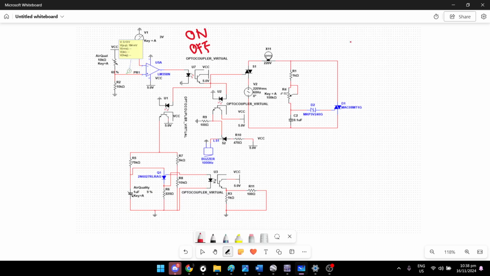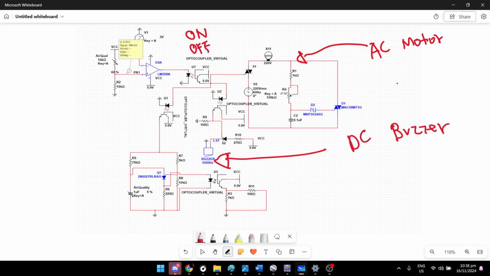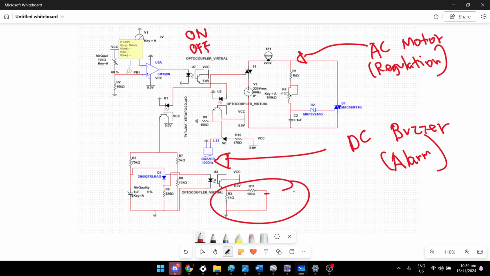So it will trigger our 220 volts, which can be our AC motor. So this is an AC motor, and here we have a DC buzzer. The AC motor is for regulation. The DC buzzer is for alarm, and we have the impulse function for miscellaneous uses, for microcontrollers and other actuators, or even the CD4017 LED chaser follower. So that's all for this video. Thank you for watching.